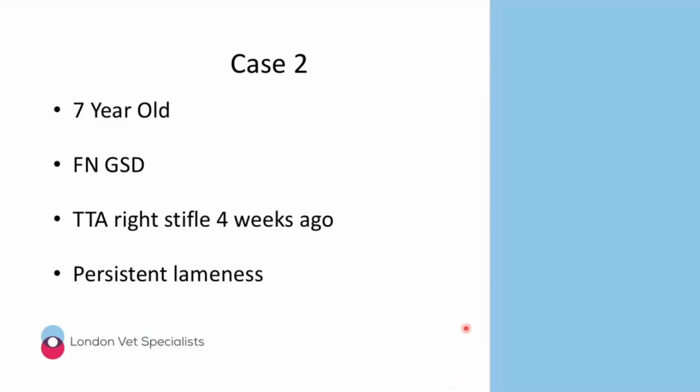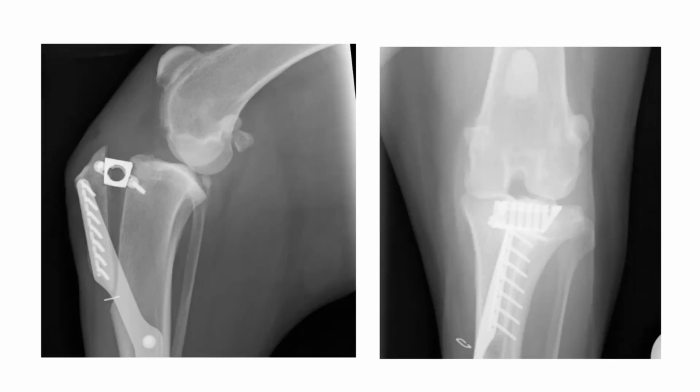Case number 2 is a 7-year-old female-neutered German Shepherd. It recently had a TTA, and that happened 4 weeks ago, but despite that, it's been persistently lame. So again, we have mediolateral and caudocranial views of the stifle. And if we look closely, we can see that there's a radiolucent halo associated with this metallic cage implant and the associated screws. We can see some other changes as well, more likely related to chronic joint disease.